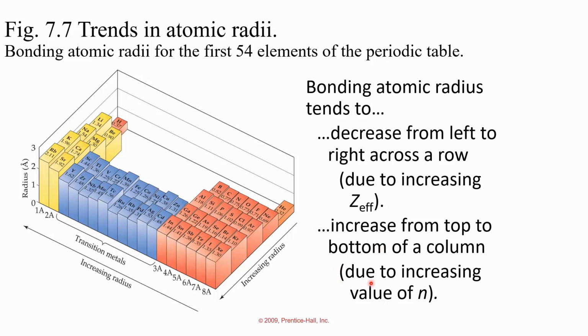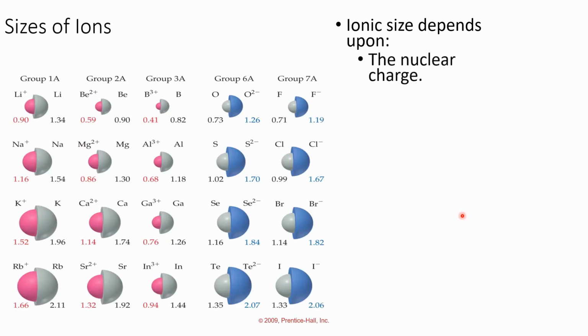Why is this? Because of the increasing value of N. Remember, as we go down, the N value increases 1, 2, 3 up to 7, as we explained in chapter 2. So you should know this trend. Now, what about sizes of ions?